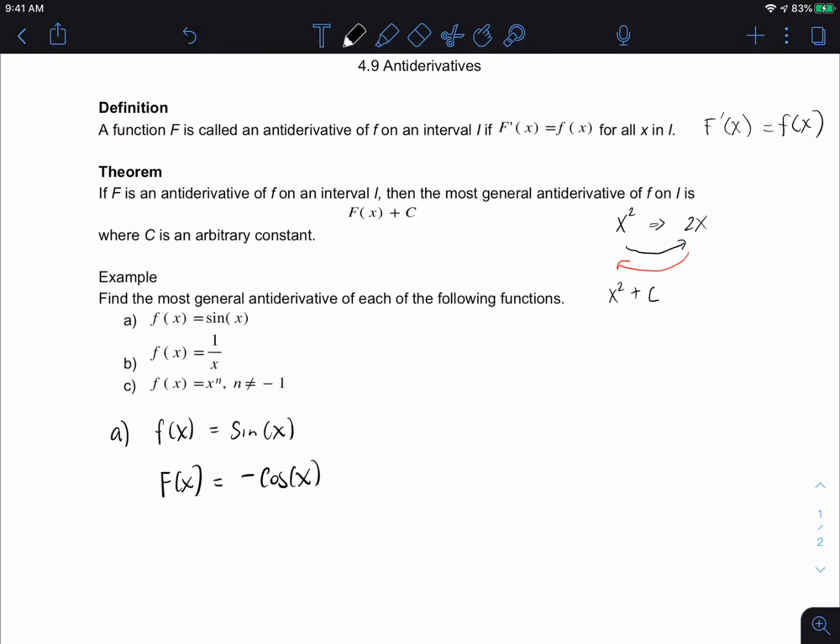But one important piece that we need to remember is we have to add the constant to it, because we don't know if negative cosine of x had a +1 or a +2 or a +100, because when we take the derivative of the constant, we're going to get 0. Does that make sense to you guys?